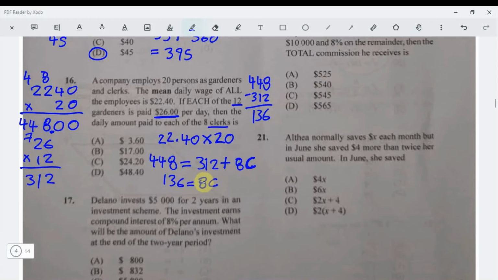So to find how much each individual clerk is paid, we need to divide 136 by 8 now. 8 into 13, one time, bring over 6, 8 into 56, 7 times. So each clerk is paid $17. Alright, so the gardeners are paid more than the clerks.